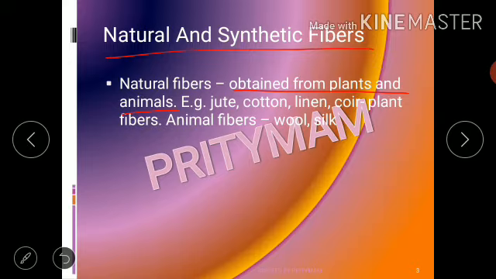Most of the natural fibers are short and have to be spun together to form long yarn. For example, silk, which has long and continuous filaments, is an exception to this. Some of the examples of plant fibers are jute, cotton, linen, coir, etc. Animal fibers such as wool and silk are the best examples of animal fibers.